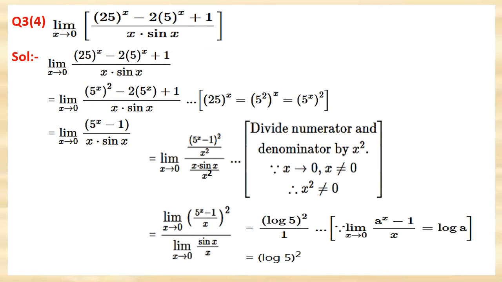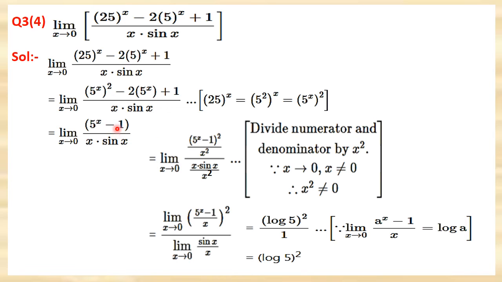Question number 3, fourth one. Limit x tends to 0, (25 raised to x minus 2 into 5 raised to x plus 1) upon x into sin x. 25 raised to x can be written as 5 square whole raised to x, and it can be written as (5 raised to x) whole square. So we rewrite this way, (5 raised to x) whole square minus 2 into 5 raised to x plus 1, and this is of the form a square minus 2ab plus b square. So it can be written as (5 raised to x minus 1) the whole square upon x into sin x.